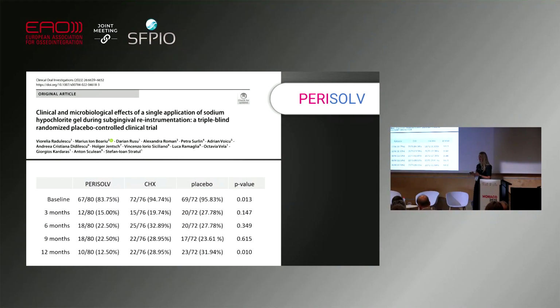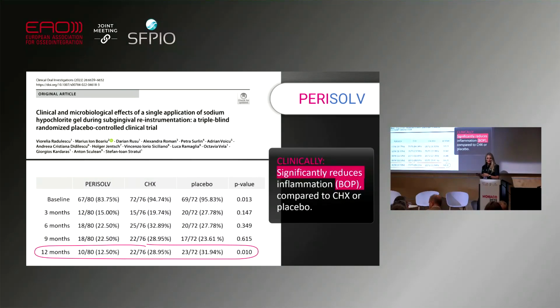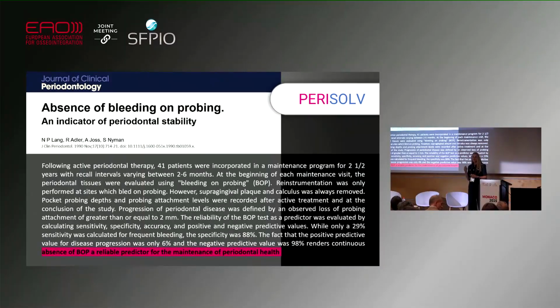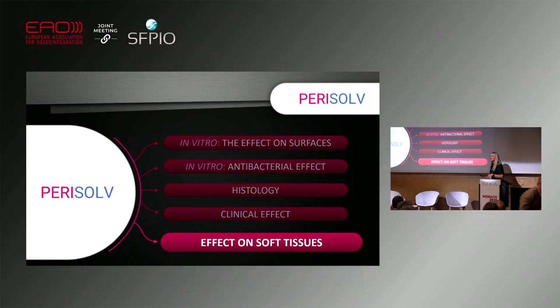Another very recent study treated residual periodontal pockets and observed them for 1 year. After 12 months of observation, they observed significantly reduced bleeding on probing in the Perisolv group compared to chlorhexidine or placebo. And from very classic studies, we know that the absence of bleeding on probing is a reliable predictor of the maintenance of periodontal health. So this is important. I often get asked, how is sodium hypochlorite compatible with the soft tissues?